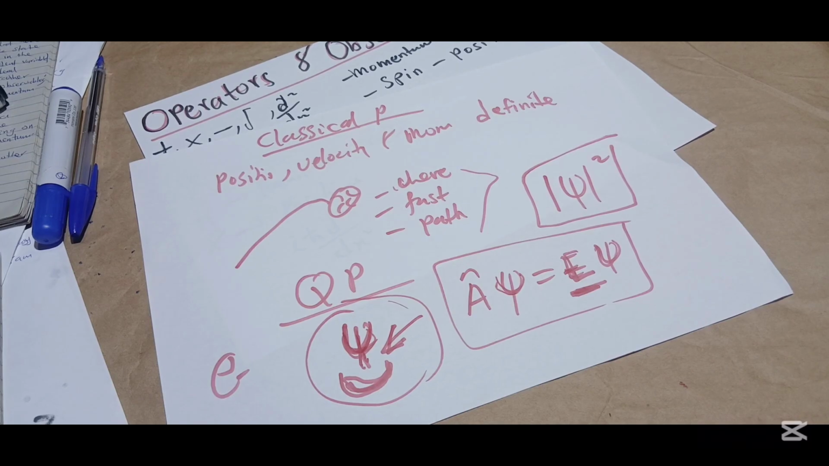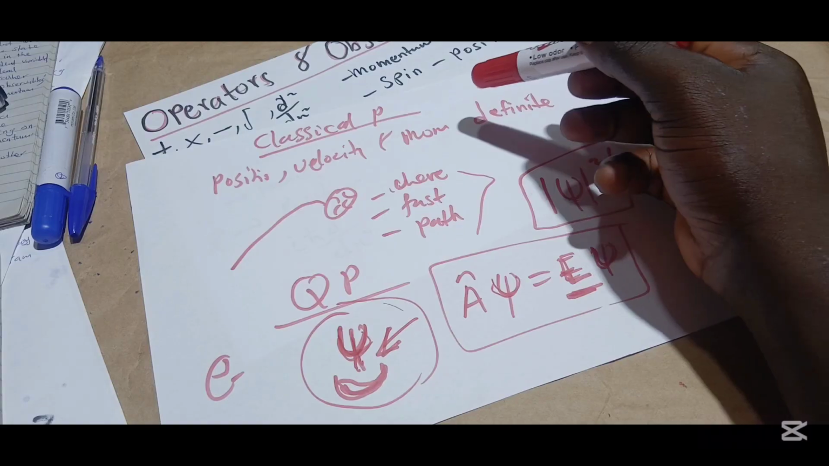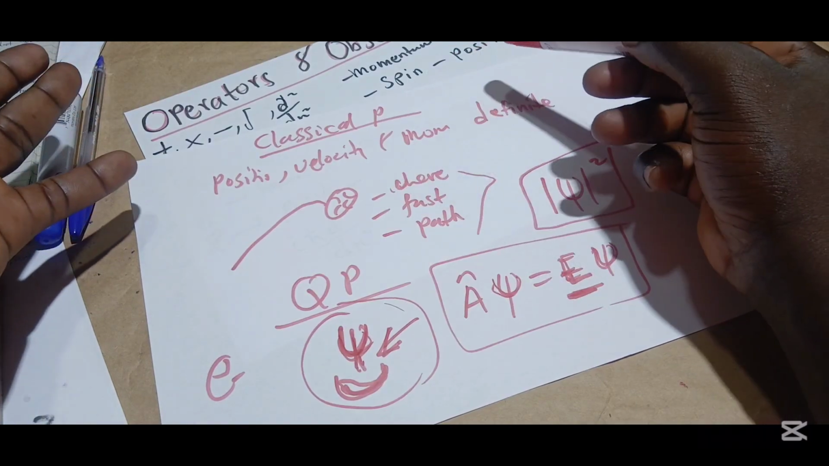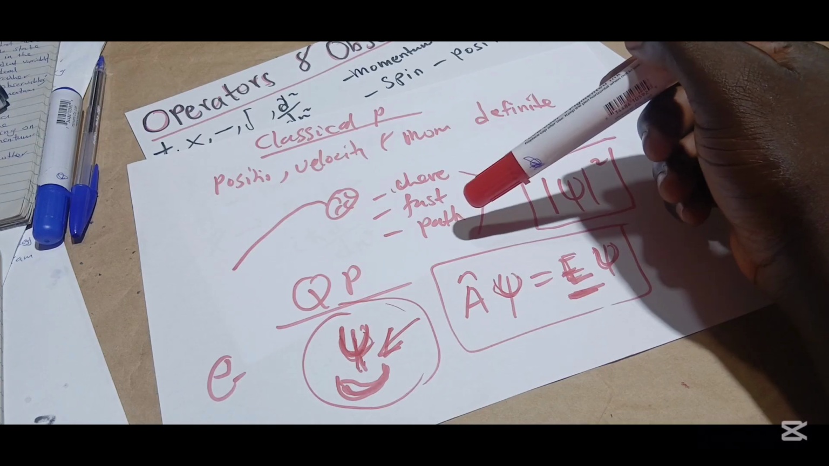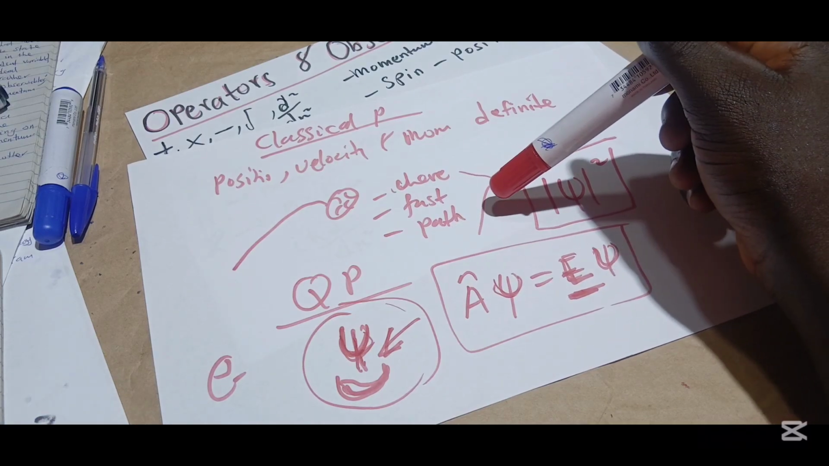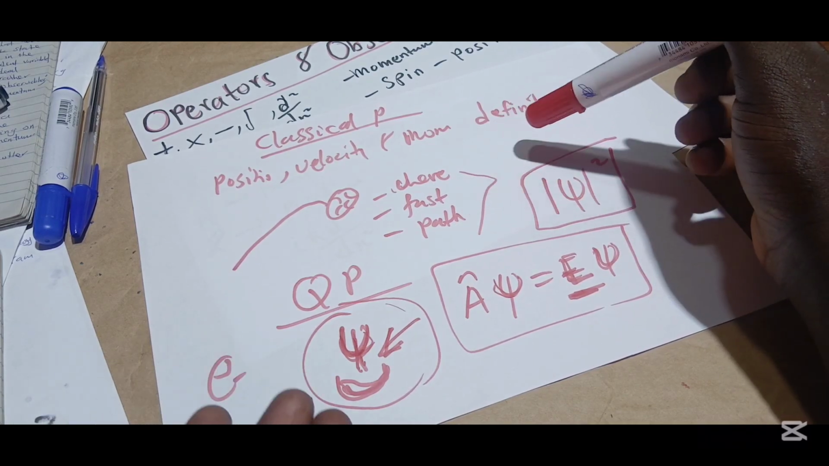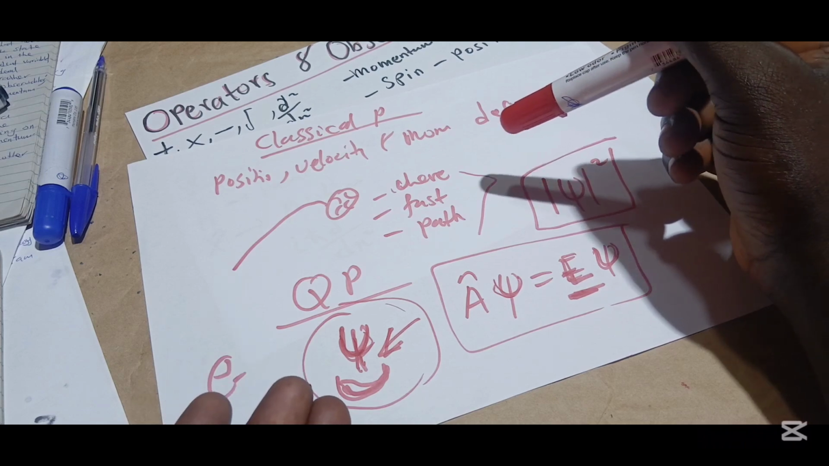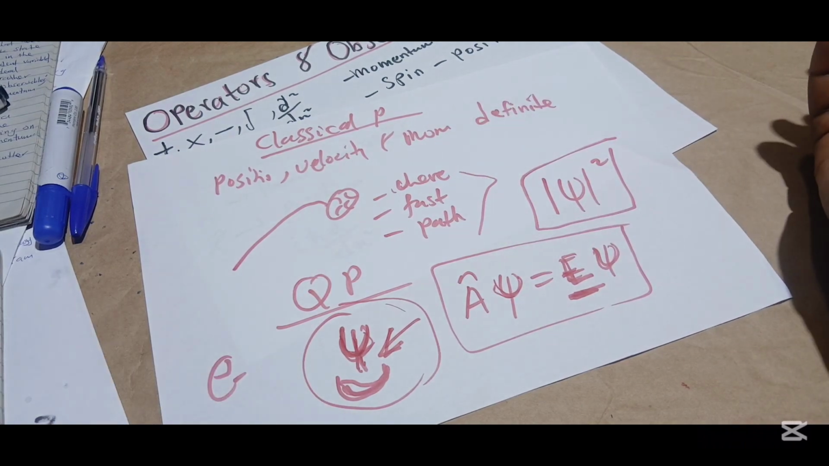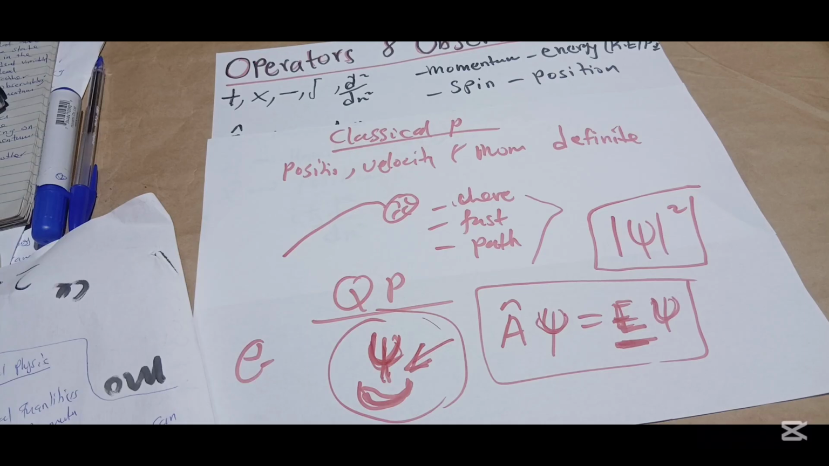So in classical physics, we work directly with the observables, position and velocity. But in quantum physics or mechanics, we first work with the wave function, then extract observable quantities from it using operators and probabilities. So that is it for this video.